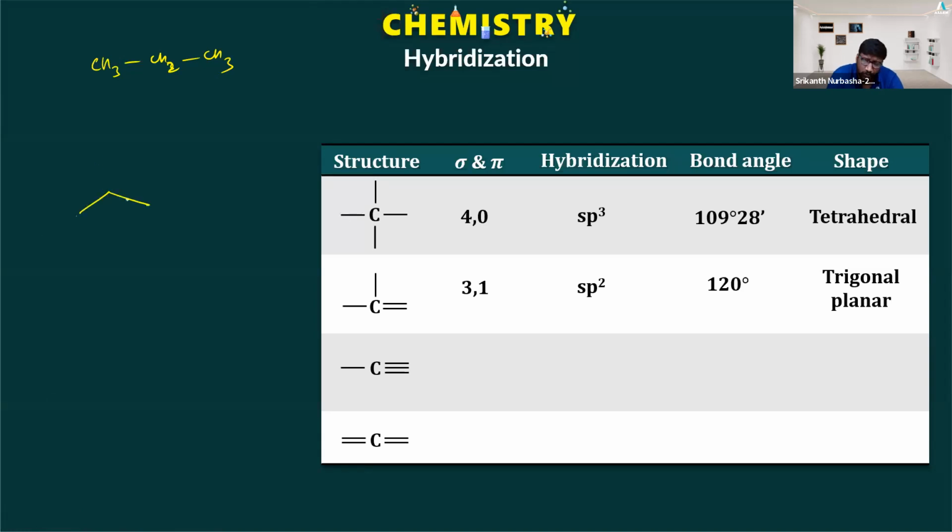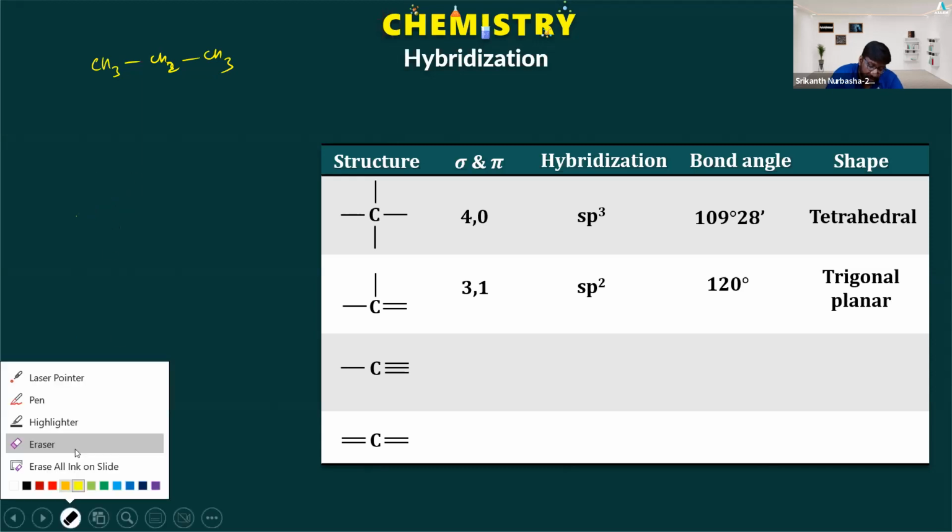So 1, 2, 3 carbons are there. If you represent carbon-hydrogen bonds also by lines, is there any differentiation between the carbon-carbon single bond line and the carbon-hydrogen line? No differentiation here. If I represent it like this, then that is not a correct way to represent the molecule. Understood or not? Yes, sir.